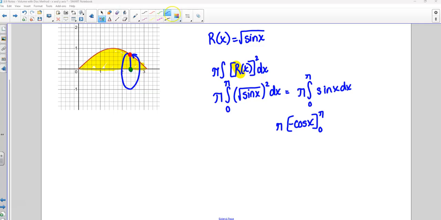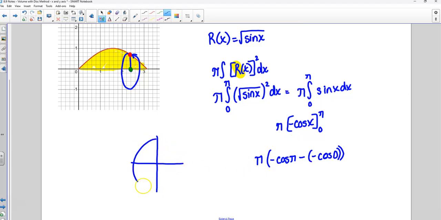And then we will have pi times negative cosine of pi minus negative cosine of 0. Be really careful on this one about not just plugging in 0 for that second part, because we're going to see it's not going to be 0.